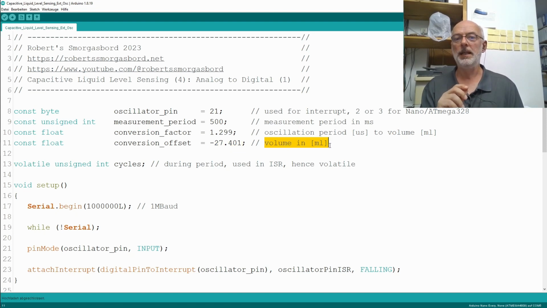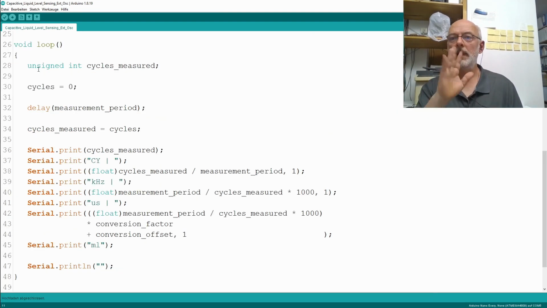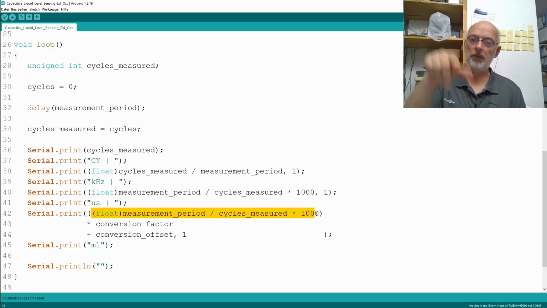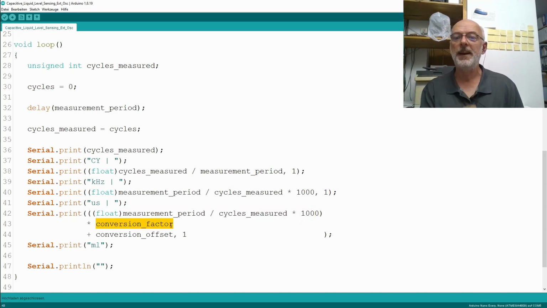And then another constant float here, conversion offset, which is minus 27.401 milliliters. In the loop, I now print out the frequency in kilohertz instead of hertz, and the period in microseconds instead of milliseconds, like we saw it in the Excel. And in addition, I print out the volume that we have filled in our container. So again, the period of our oscillation times our conversion factor plus our conversion offset. Now let's see.